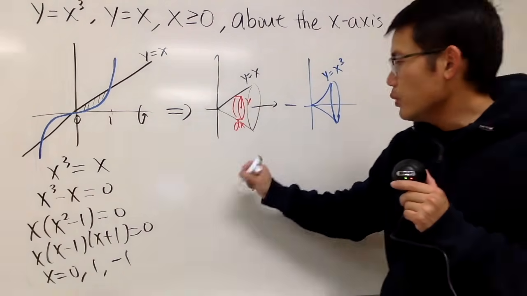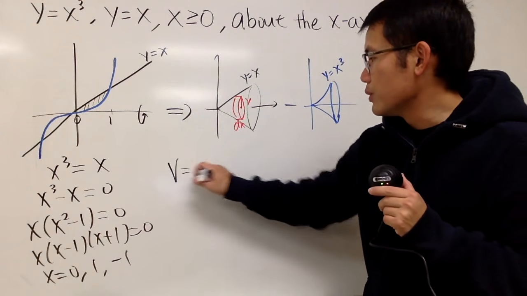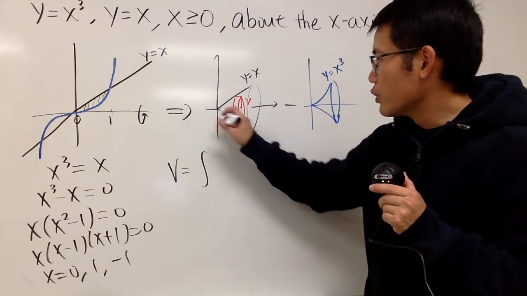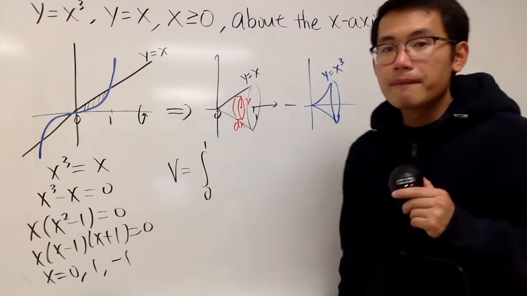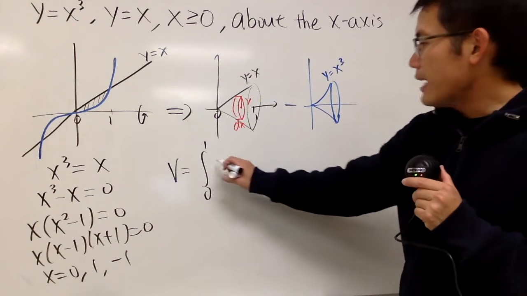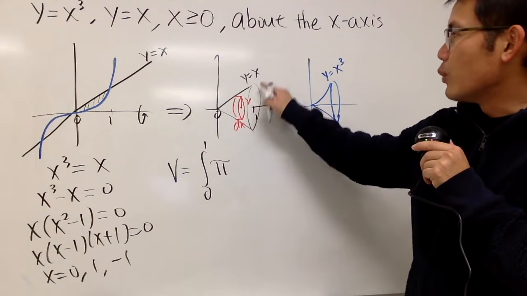So the volume is equal to, let me just write this down right here for you guys. The total volume is equal to the integral going from 0 to 1. The x value right here is 1, right? And then pi is pi, of course, and then the radius squared. The radius is y, and y is the same as x.